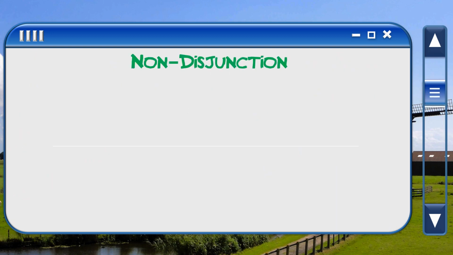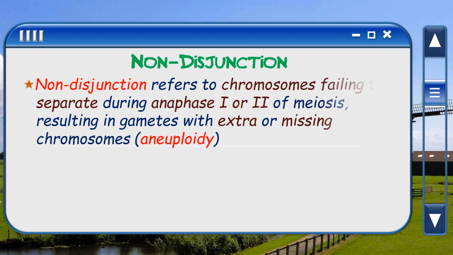We go to non-disjunction. Non-disjunction refers to chromosomes failing to separate. When the chromosomes fail to separate, during anaphase 1 or anaphase 2 of meiosis, it results in gametes with extra or missing chromosomes. And that is what we call aneuploidy.